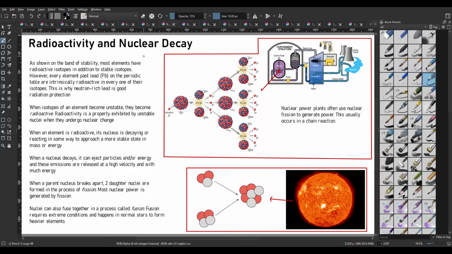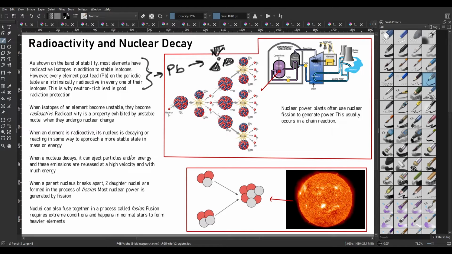So let's put that in layman's terms here. Everything with more than 82 protons in its nucleus, everything past lead, is going to be radioactive. If we draw a little radioactive symbol here, it's not a very good drawing, but everything past lead is going to be radioactive. That's because it's going to be unstable. It's always going to have an unstable arrangement of protons and neutrons in its nucleus, and that is what this first part is saying. And this is why lead, being neutron-rich, especially neutron-rich isotopes of lead, is good radiation protection.